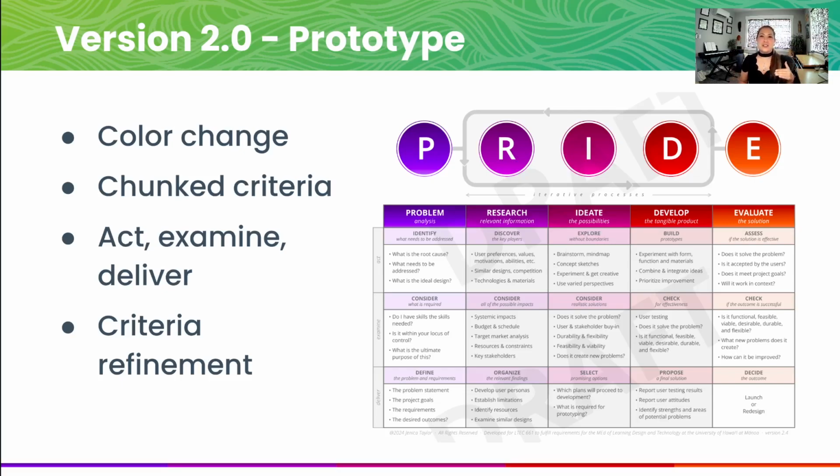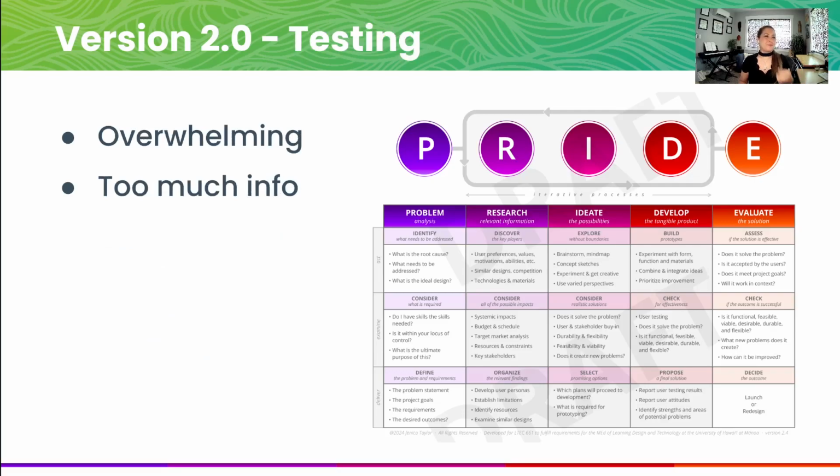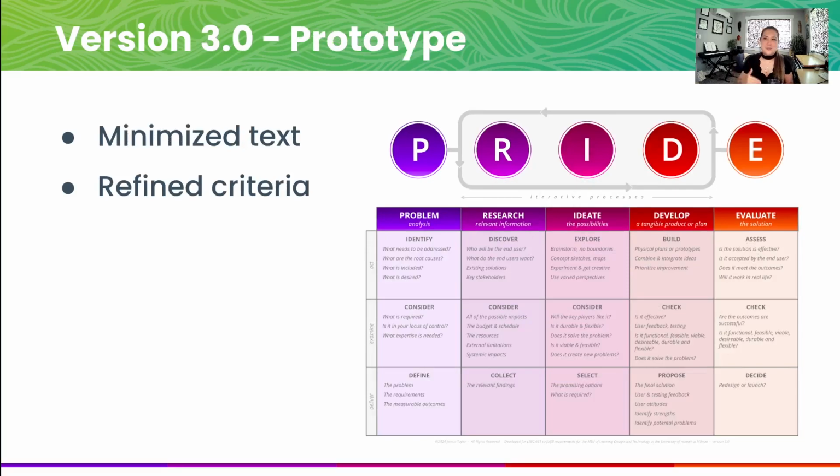What are the important questions that are going to be asked in each phase that are also flexible enough to apply to a lot of different situations? When I presented this to a business organization specialist, the feedback that I got was that it's a little bit overwhelming. There's just too much information. If I was just to give this to somebody, they wouldn't know what to do with it. And I agreed. And I think it was good feedback. So I took it to this next phase where I simplified things and minimized the text. I refined the criteria even more.